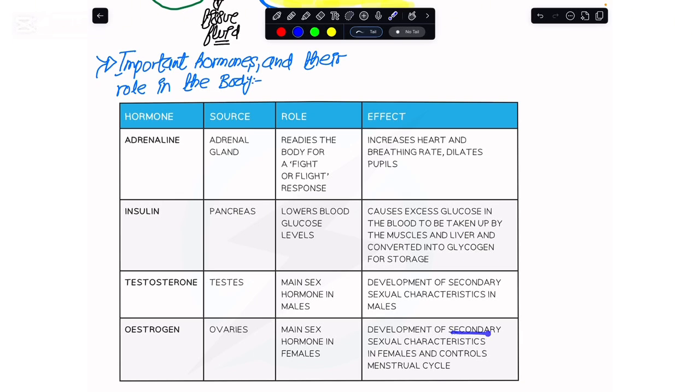Other than that, the female secondary characteristics are that they start growing hair on their face, under the armpits, and in the pubic areas, and the size of their mammary glands would increase, and they initiate the menstrual cycle, and in that phase of life they can also get pregnant. So this is how the major hormones in the body, their roles and effects, work, and I hope you are clear with all of this.